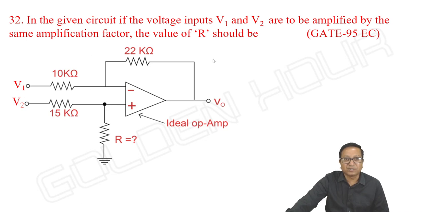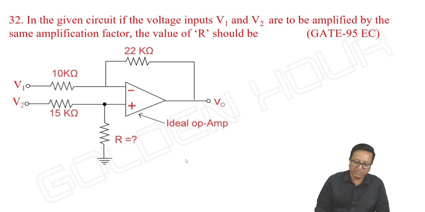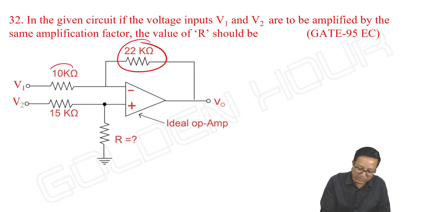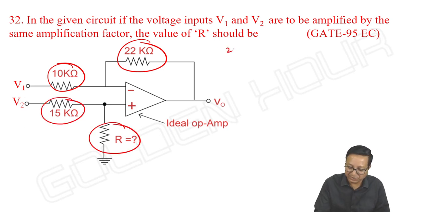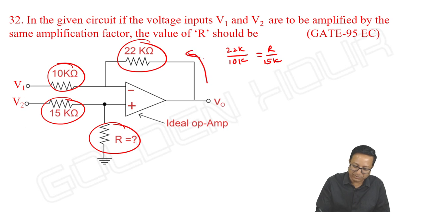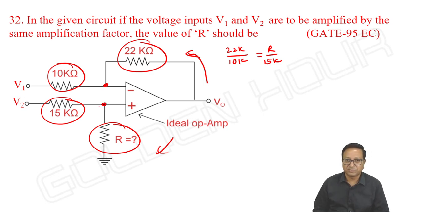In the given circuit, if the voltage inputs V1 and V2 are to be amplified by the same amplification factor, what should the value of R be? V1 and V2 will be amplified by the same factor if and only if this resistor by this resistor is equal to this resistor by this resistor. So the condition we know is 22K by 10K is equal to R by 15K. You have to observe from right to left with respect to the inverting input and non-inverting input. R will be in kilo ohms.